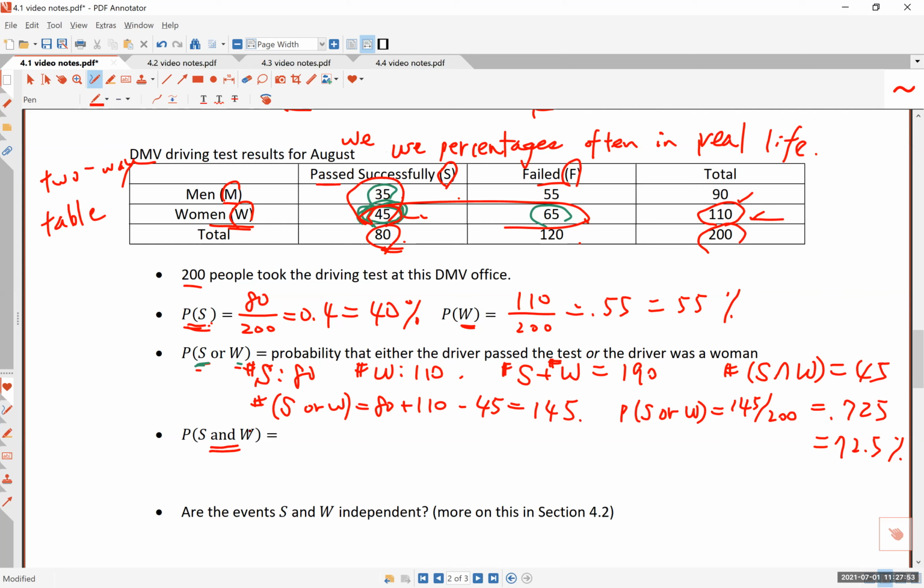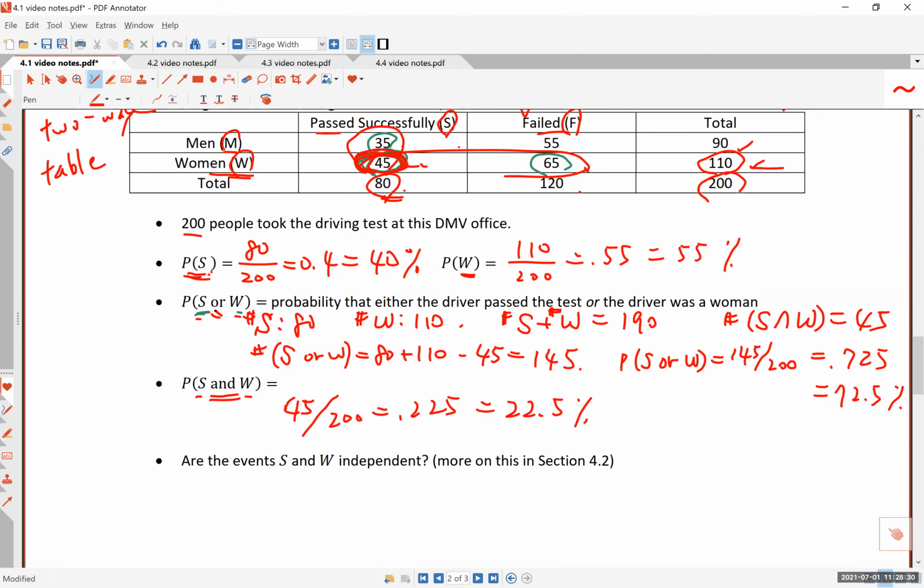Now, if you have the word and between those, then what you have to do is just look at how many people satisfy this condition, S and W. So that means successful and women. And of course, it's very clear from the table. It's 45, right? So this will be 45 divided by 200. And this turns out to be 0.225 or 22.5%. Okay, so the probability of S and W would be written this way. And so that's pretty simple.